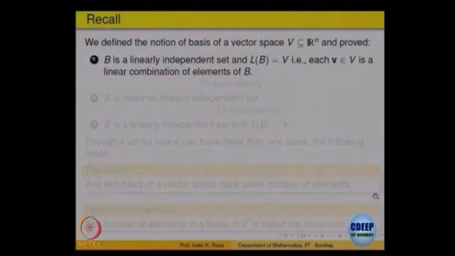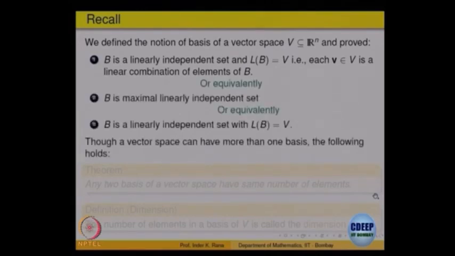So, we defined the notion of a basis of a vector space V in R n and proved the following facts about the basis. B is a linearly independent set and generates V. That means every vector in V is a linear combination of elements of B, and it is a linearly independent set, or equivalently B is a maximal linearly independent set.